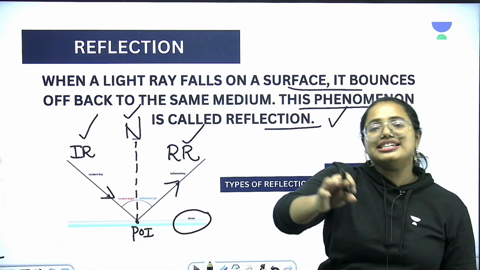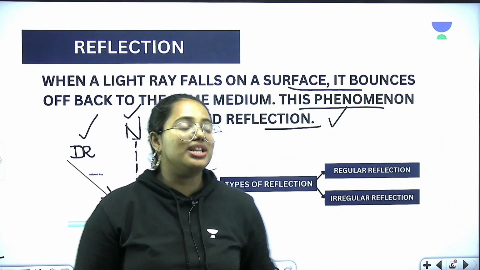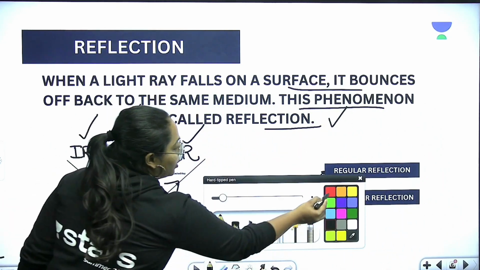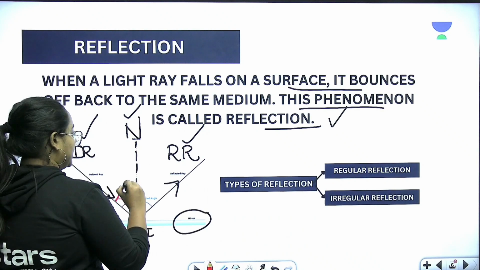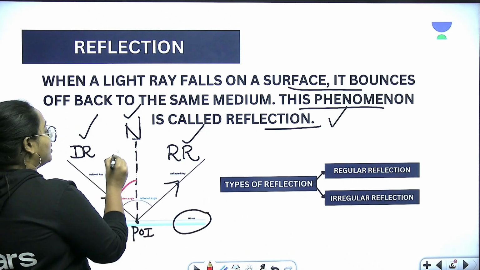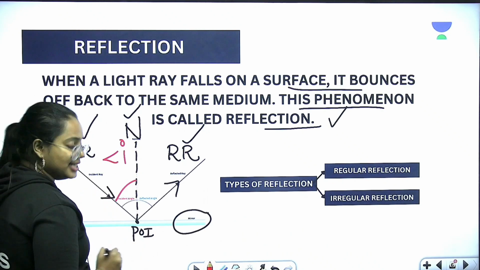Angle of incidence and angle of reflection. So that's what we are going to learn now. Then I'm going to change the color once. The angle between the incident ray and the normal can be called the angle of incidence.